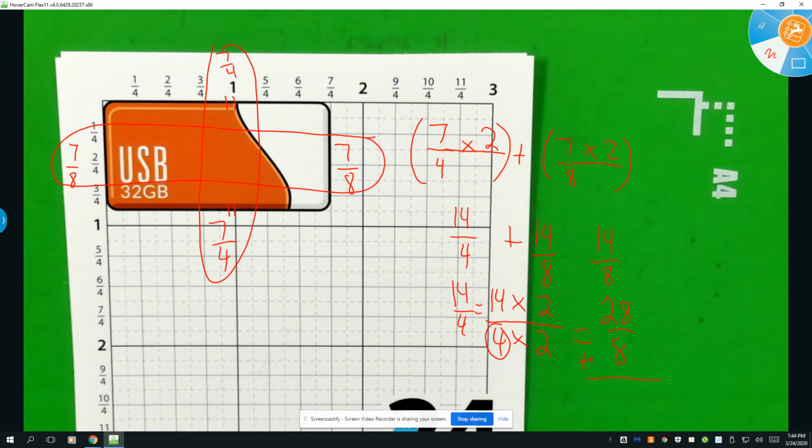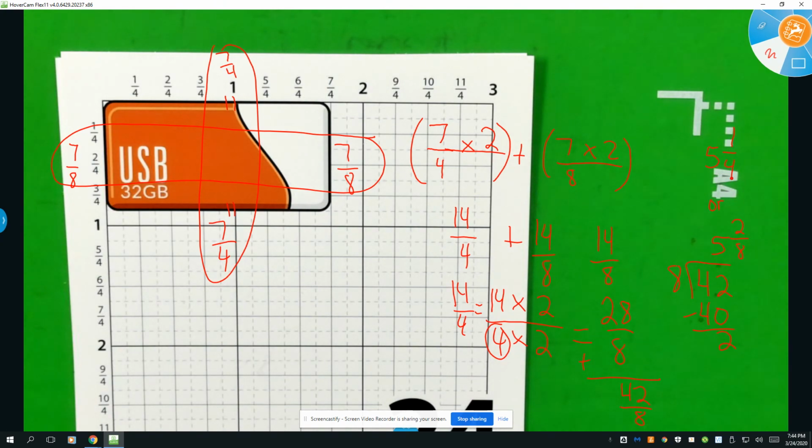And if we do 28 plus 14, we're going to get 42/8. And now all we've got to do is do fractions as division. 42 divided by 8. 8 goes into 42 5 times. 5 times 8 is 40. We have 2 left over. So we have 5 2/8, or as Raina is probably screaming out loud right now, 5 1/4.